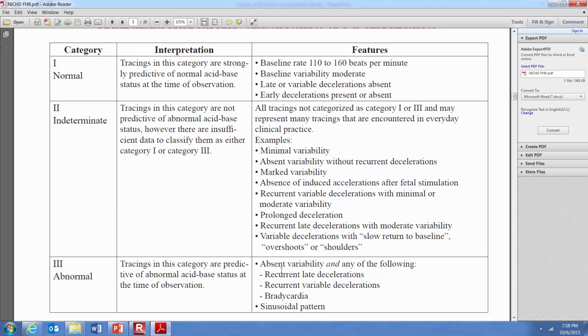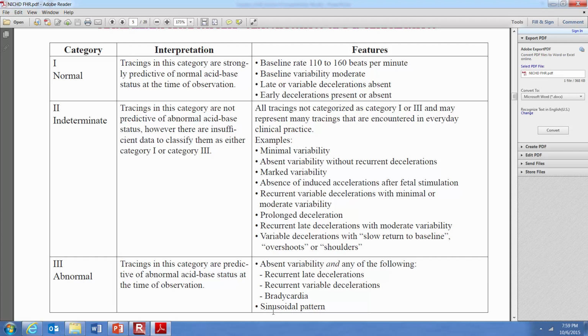So you have absent variability and you have recurrent late decelerations. You have a category 3 fetal heart rate strip. You need to deliver your baby right now, okay? You have absent variability and recurrent variable decelerations. You need to deliver your baby, okay? You've tried everything to fix this. You can't fix it. You need to deliver your baby, okay? You have absent variability and bradycardia. You need to deliver your baby, okay? So you have absent variability with one of these 3, all right? You have a category 3 fetal heart rate, okay?